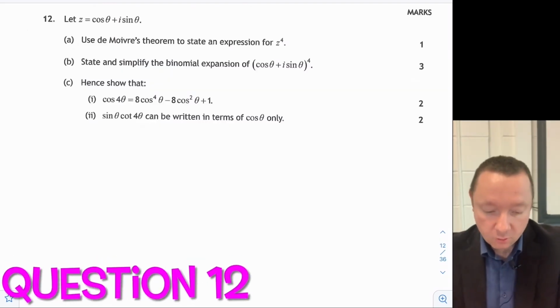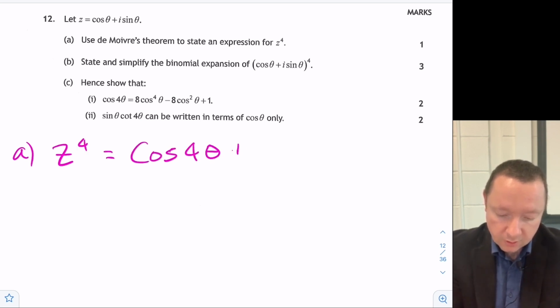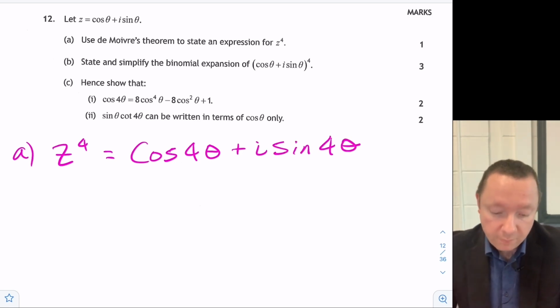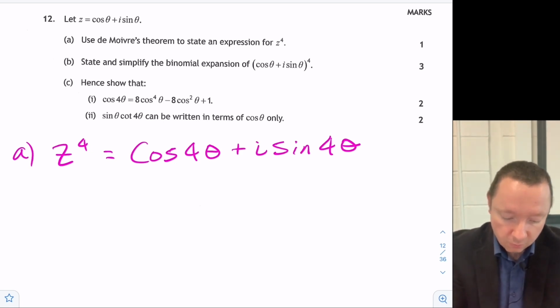Question 12, let z equal cos theta plus i sin theta. Use de Moivre's theorem to state an expression for z to the power of 4. So part A, nice and simple. z to the power of 4 is simply cos 4 theta plus i sin 4 theta. 1 mark. No real problem there. Question B, state and simplify the binomial expansion of cos theta plus i sin theta to the power of 4.